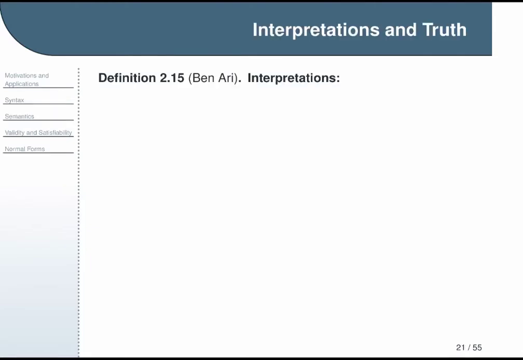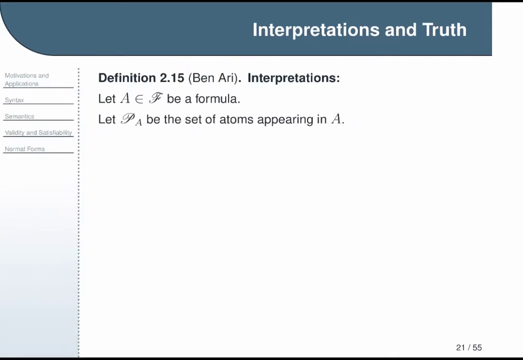So we will begin with interpretations and truth. The way we define an interpretation is as a total function, and like all functions, it maps one set to another. So we begin with some formula A, and we define the set fancy P sub A to be the set of all atoms appearing in A. These are just all of our propositional variables, P, Q, R, S, etc.